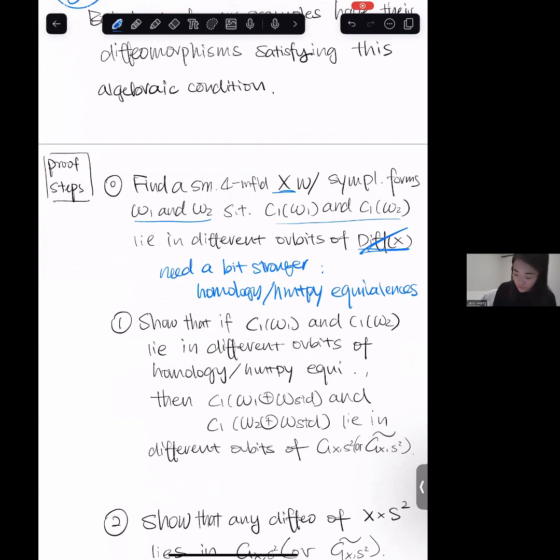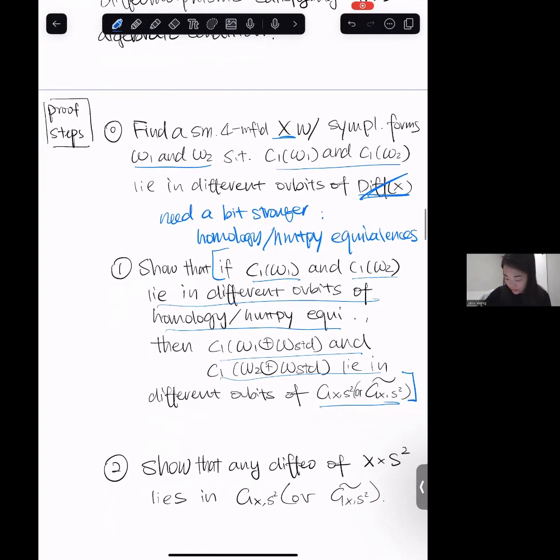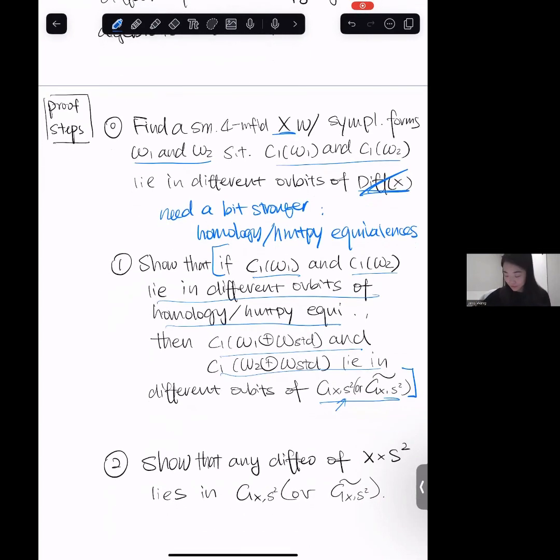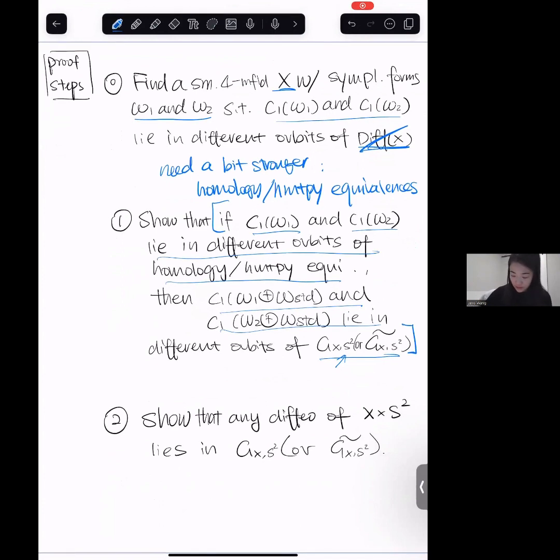And then we want to show a proposition that says if the C1s on the four-manifold lie in different orbits of homology or homotopy equivalences, then the stabilized C1s lie in different orbits of these GXY or G tilde XY, where Y here is S2. And then in the last step, we want to show that any diffeo of X cross S2 lies in GXY, or in the other example, G tilde XY.